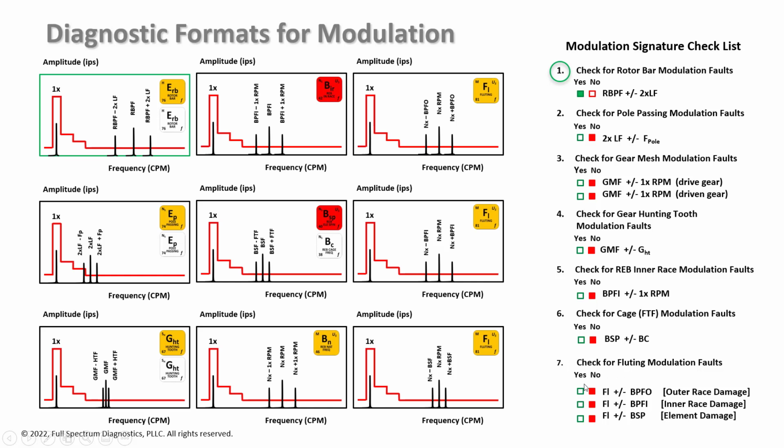The last one is a check for fluting modulation faults. This would be a fluting center frequency that's non-synchronous and have plus or minus outer race, inner race, or ball spin sidebands. And we don't see any of those. So we are very confident that electrical rotor bar is our fault mechanism.